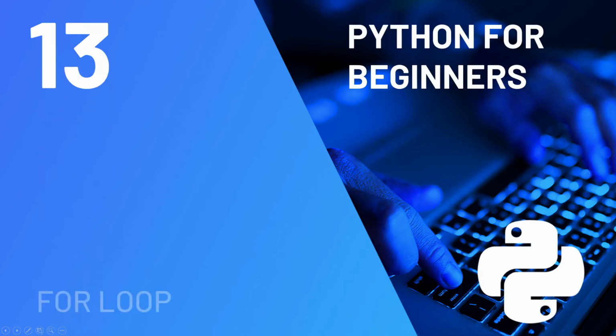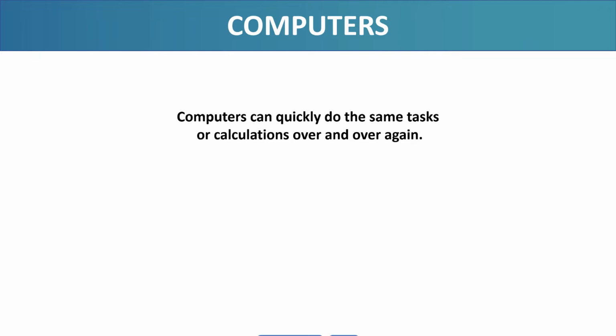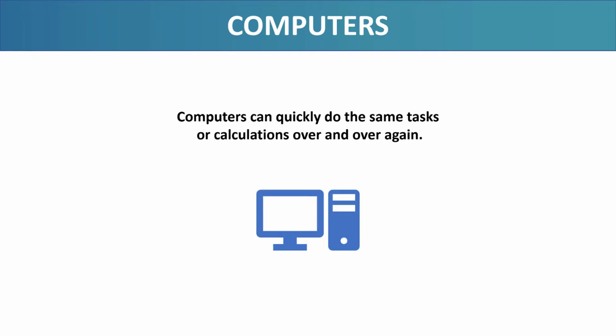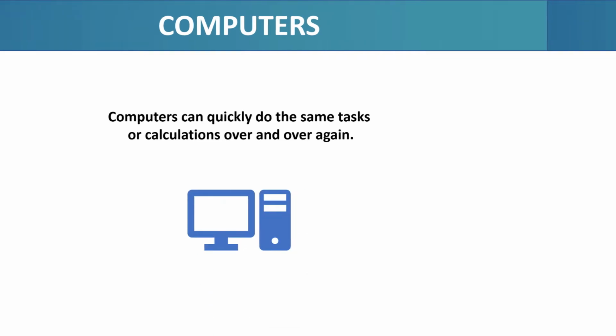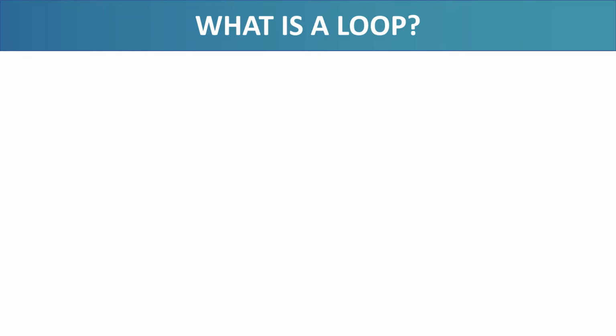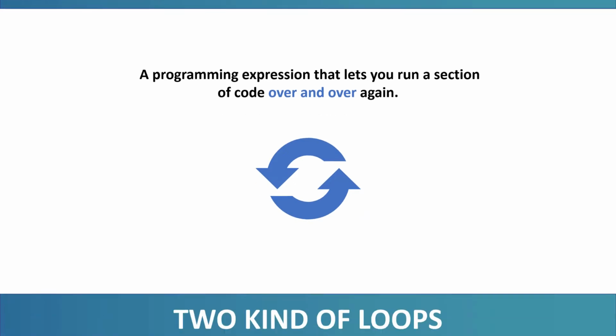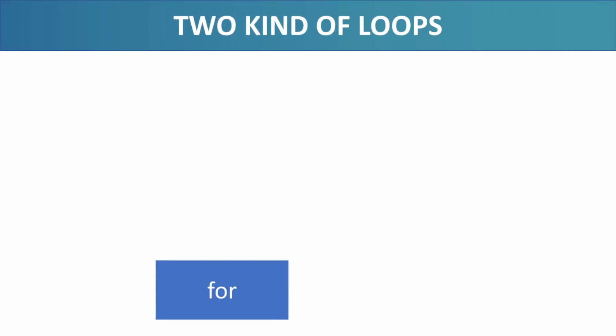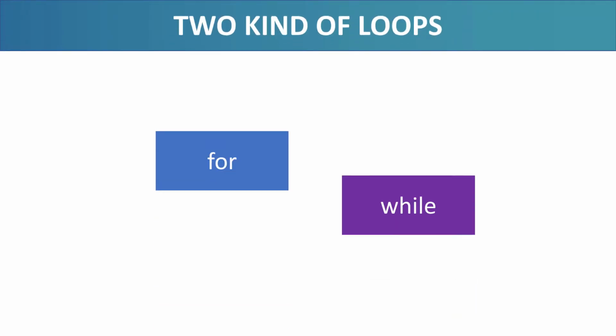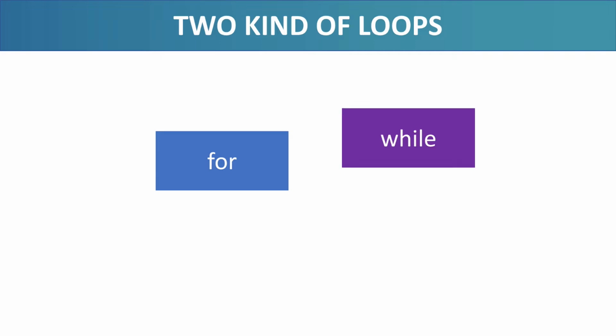One of the main things that make computers so powerful is that they can quickly do the same tasks or calculations over and over again. One way to tell a computer to do this is by using loops. A loop is a kind of programming expression that lets you run a section of code over and over again. Python has two types of main loops, just like other programming languages, for loops and while loops.